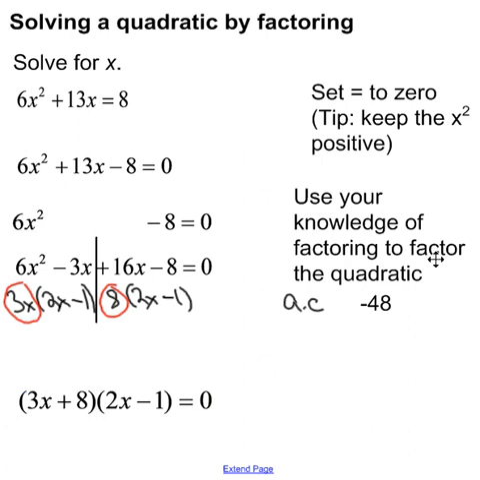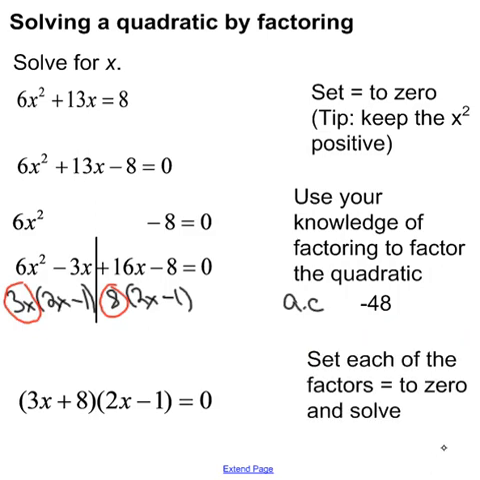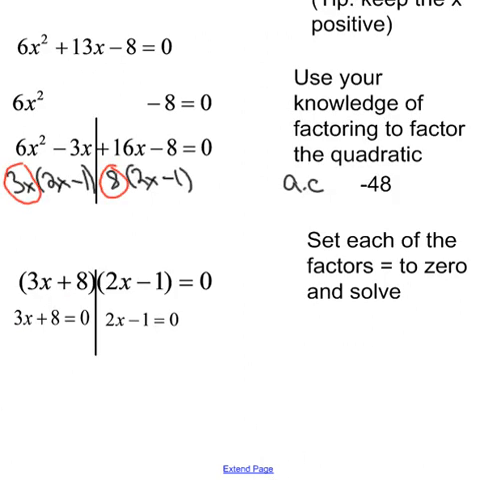After you factor it, you're going to set each of the factors equal to 0 and solve. So we're going to break it here. I'm going to set this one equal to 0. I'm going to set this one equal to 0.